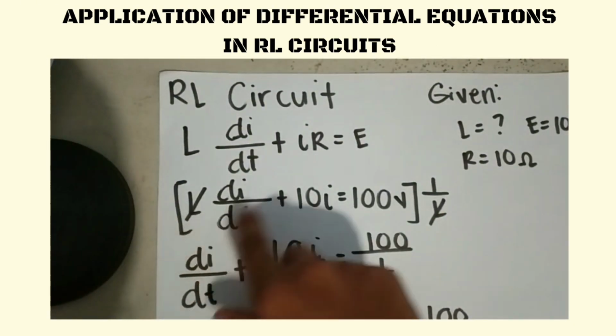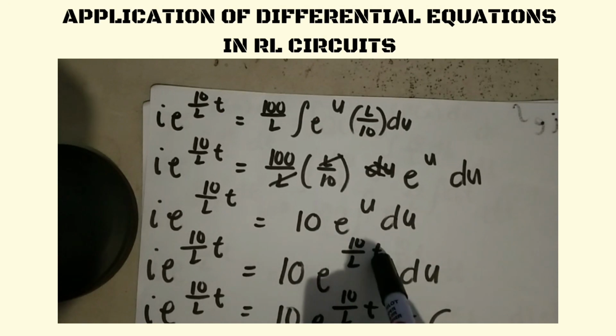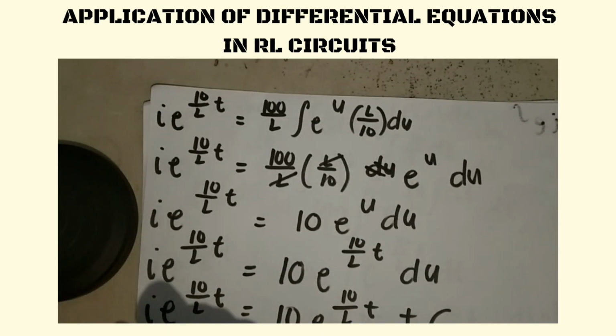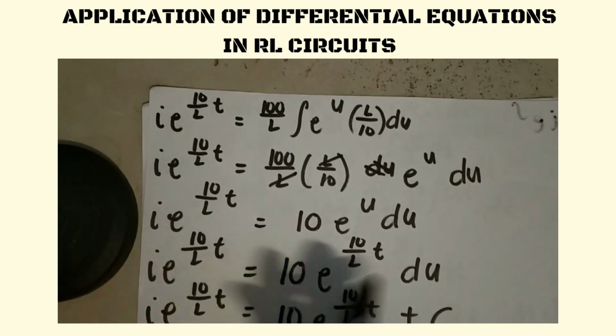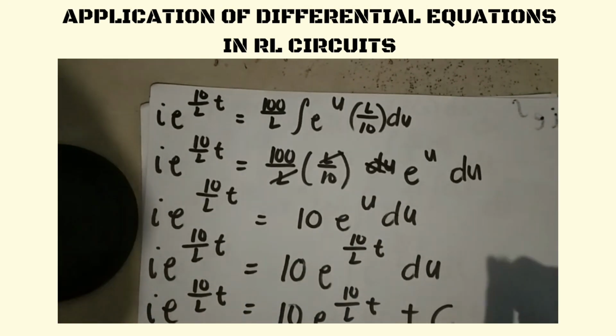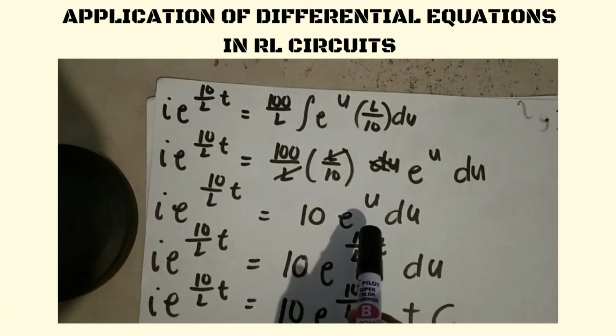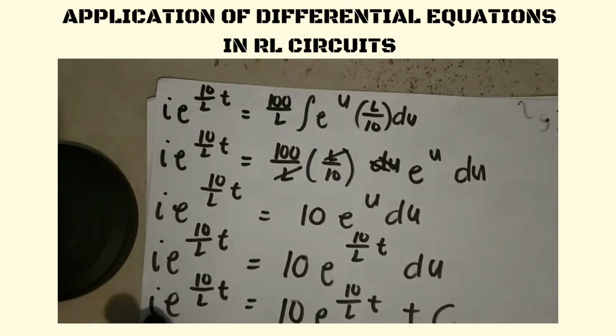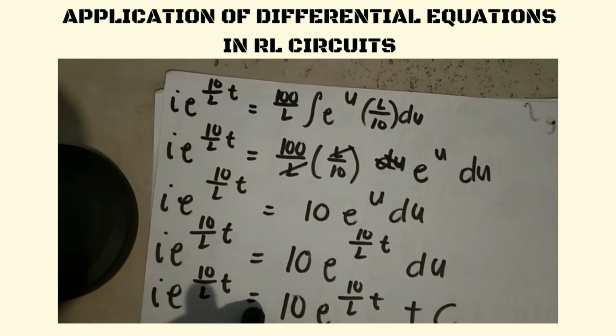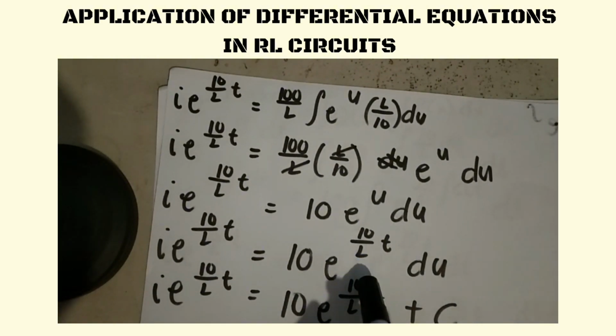Then substitute: I times e raised to 10 over L t is equal to 10 e raised to u du, so 10 e raised to 10 over L t is equal to 10 e raised to 10 over L t plus C.